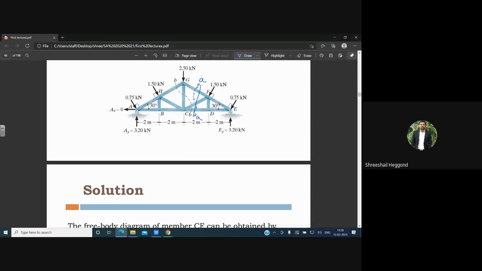In the AA portion, three unknowns are there. That is, CD is unknown, CF is unknown, and FG is unknown. This section should not be an incomplete section. You cannot consider only two members in this section. The section should be a complete section.